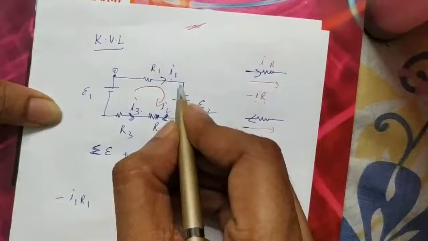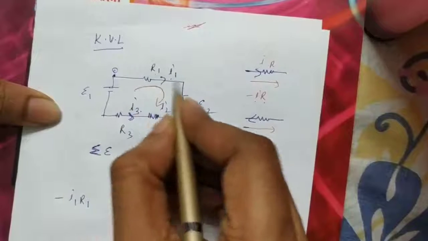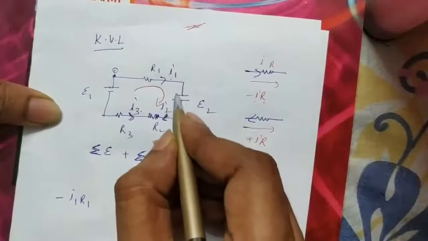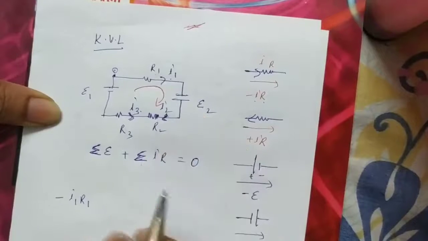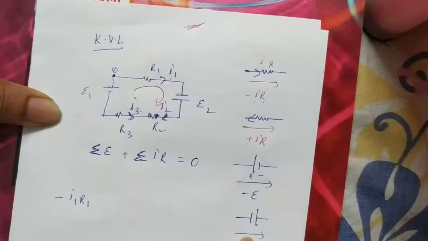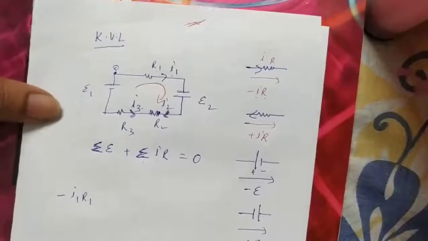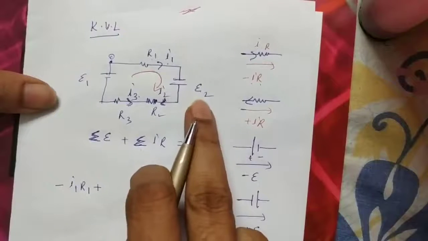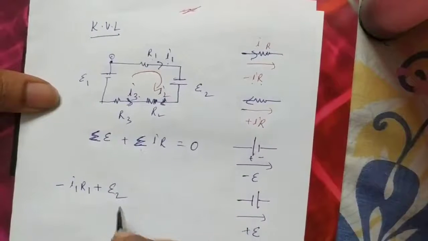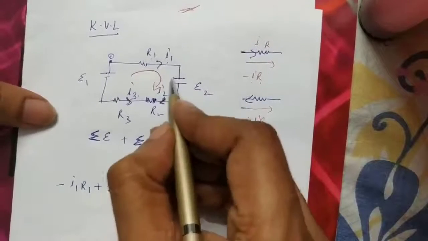This is over. Next, here we are moving like this. Going like this, first which plate are we facing? That is the negative plate. When you are moving like this, first you are facing the negative plate, so you have to take plus E. The EMF value here is E2, so you take plus E2. And after that, this is over.